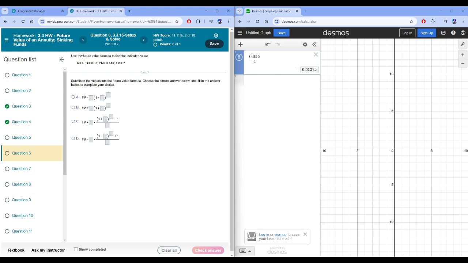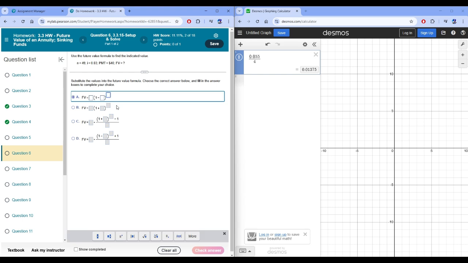Here, they just want you to plug everything in. Use the future value formula to evaluate the indicated value. n is, I believe, which one of these is it? I don't remember if it's minus or plus.